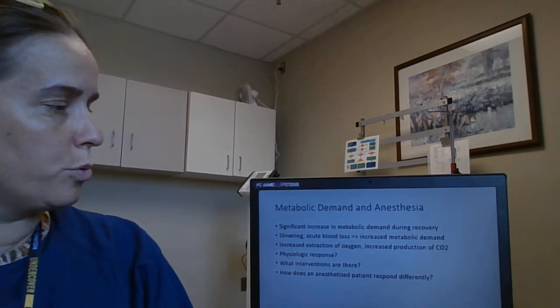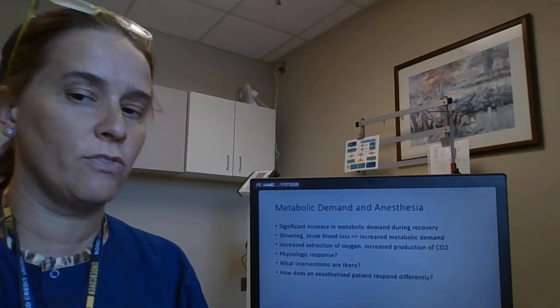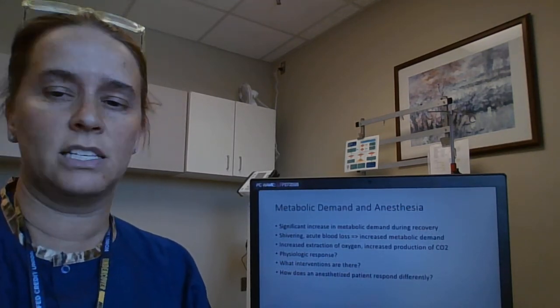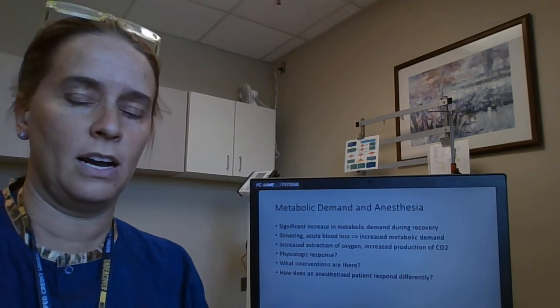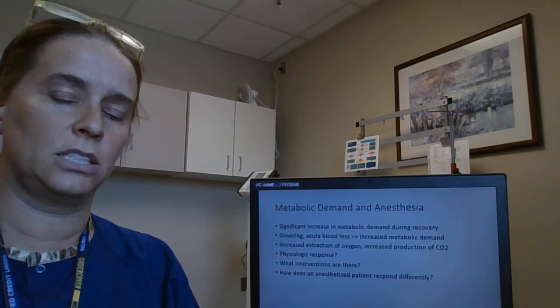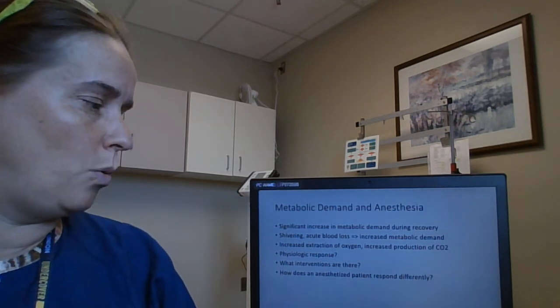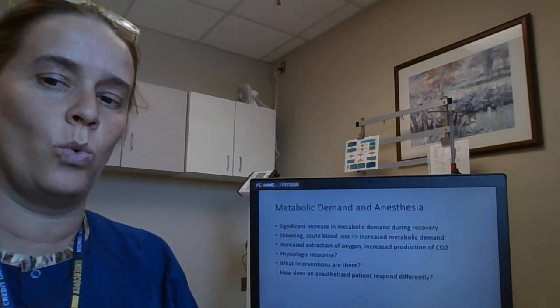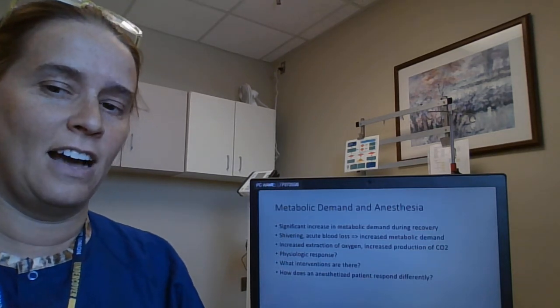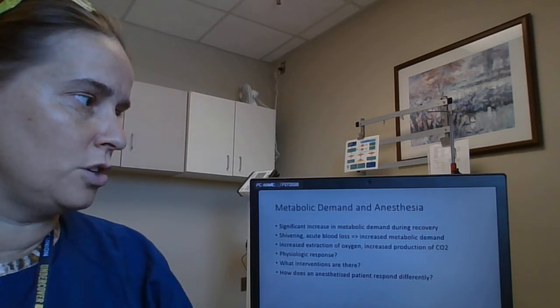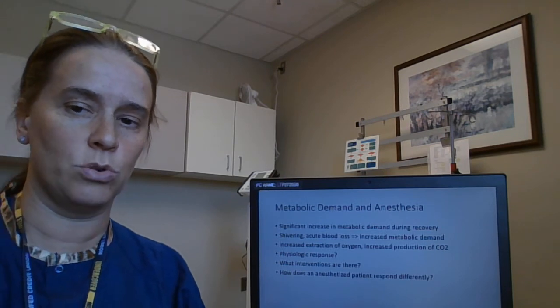The other they came up with was metabolic demand. If you have a patient shivering in the PACU, they're using a ton of oxygen and creating a lot of carbon dioxide. And how does that affect the heart and the respiratory systems? What reflexes are kicked in? What changes are you going to see? And how do you treat it? And these are real world things that you can see as an anesthesiologist and in your rotation.